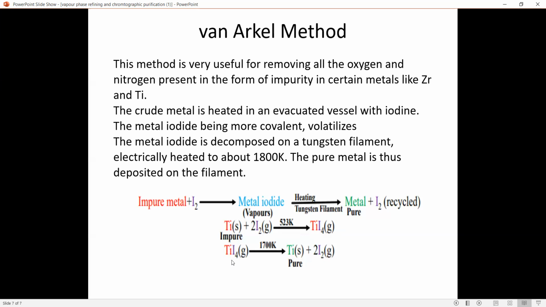Now, this titanium iodide is heated to a higher temperature. If the formation took place at 523 Kelvin, the decomposition is when the compound is heated to a higher temperature of 1700 Kelvin, when titanium iodide decomposes to give pure titanium and iodine, and iodine can be further used.